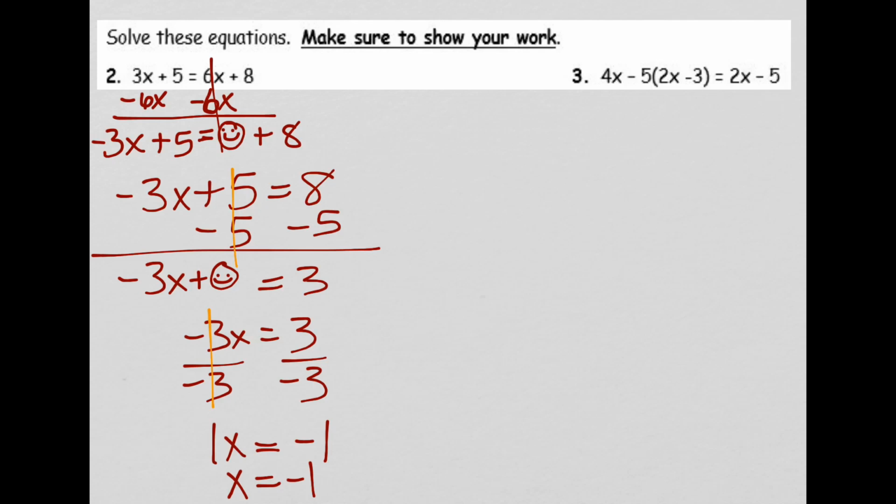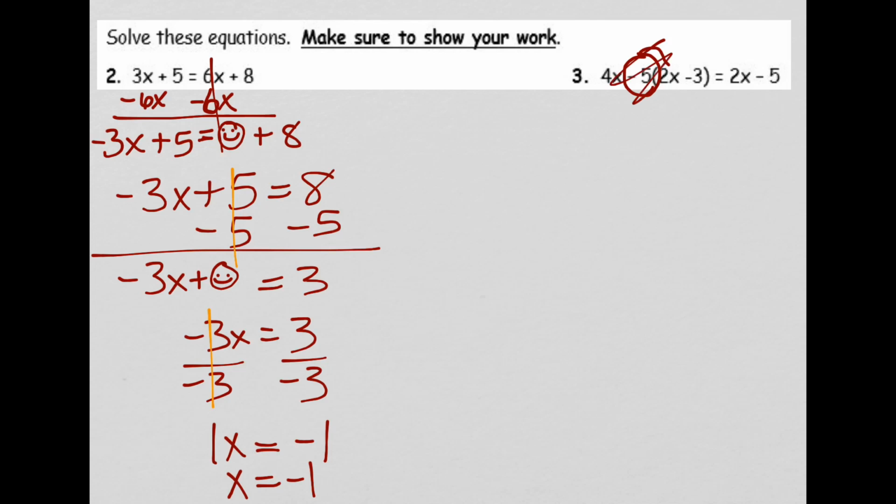Okay, number 3. I see parentheses. You probably do too. We need to distribute this negative 5. Don't forget the sign in front needs to go with it. The negative 5 needs to be distributed. Well, then what do we do with that 4x? You can't combine the 4x with the negative 5 because, first of all, they're not like terms, but more importantly, you can't add or subtract before you multiply.